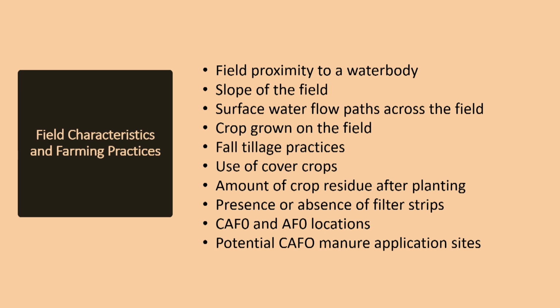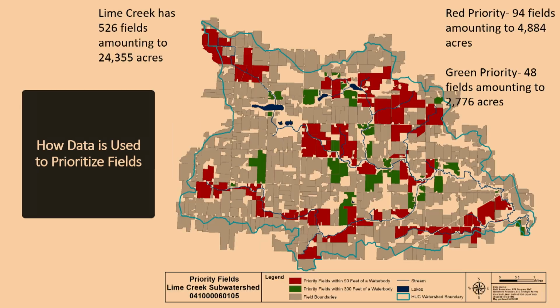So again, to go back and cover what we're collecting this information for and what it is. We're getting fields that are in proximity to water bodies, the slope of the fields, the surface water flow paths across those fields, what the crops are, what the tillage practices are, where cover crops are being used, the amount of residue after planting, where filter strips are and where not, and where the livestock operations are located in the watershed. And then the next step is taking that information and, going back to our purpose, identifying what the higher priority fields are.